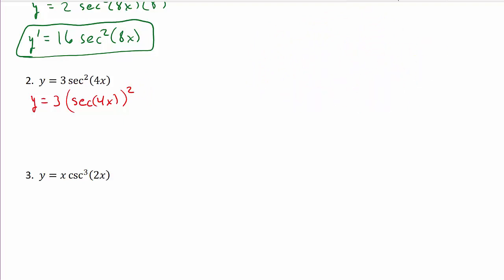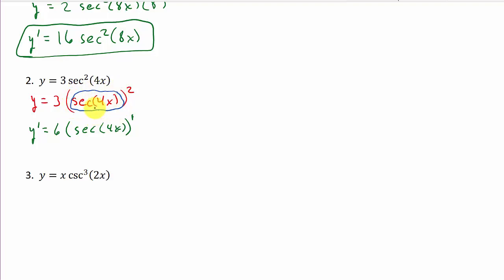So let's look at this. So I've got y prime, the 2 comes down, that's 6, times secant 4x, subtract 1 from the exponent, which is just 1. Okay. And then it's times the derivative of what's inside the parentheses here.